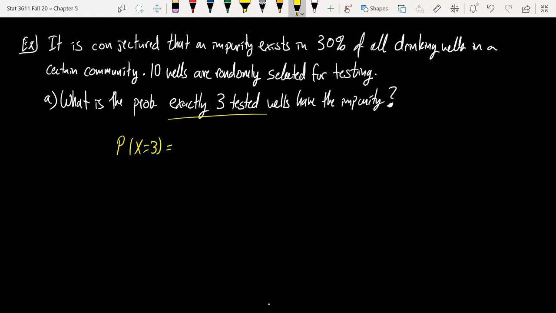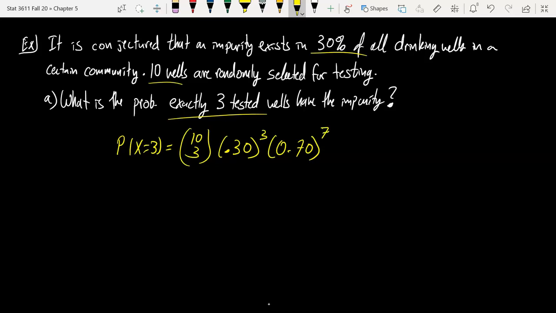How many trials do we have here? 10 wells are randomly selected for testing. We need 3 successes. What's our success probability? In this case, it's a 30% chance that a drinking well has an impurity. So we've got 0.30, 3 of those. That means our failure probability is 0.7. And how many failures do we have? If 3 are successes out of 10, the other 7 have to be failures. So we should be looking at 10 choose 3 times 0.3 cubed times 0.7 to the 7th. And that's about 0.2668, rounded off to about 4 decimal places.